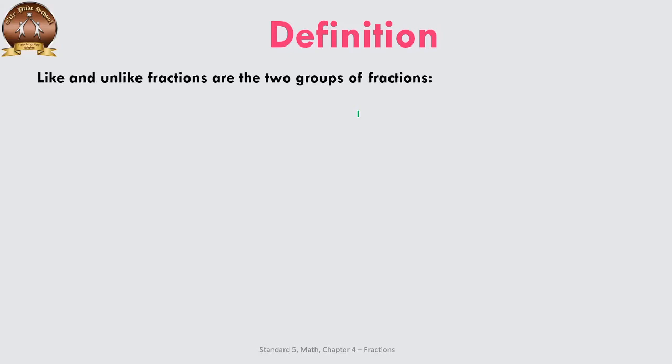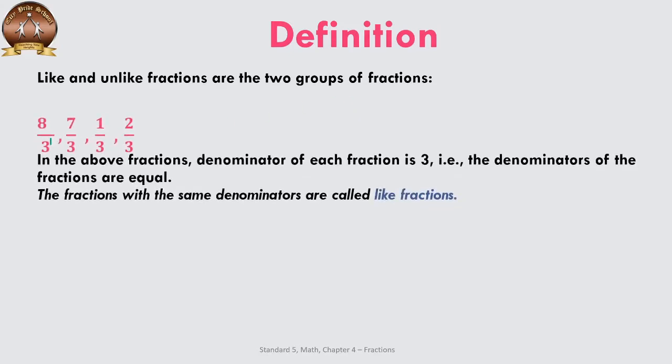Like and unlike fractions are the two groups of fractions. Now, if you can see in this example, 8 upon 3, 7 upon 3, 1 upon 3, 2 upon 3. If you see there is something very common in this example, the denominator, that is 3, is common in all. When the denominator of the fractions are equal, we say that they are like fractions. The fractions with the same denominator are called like fractions.